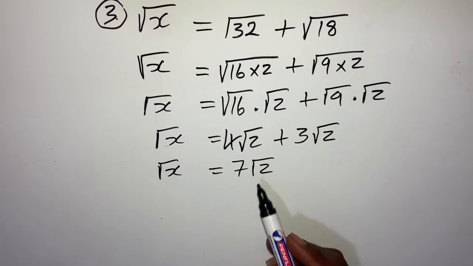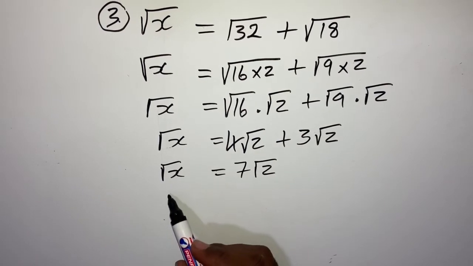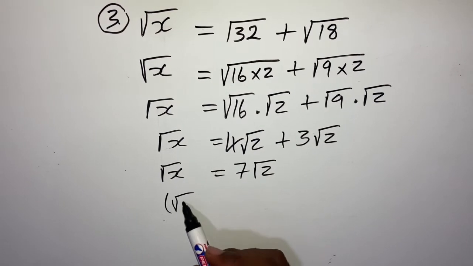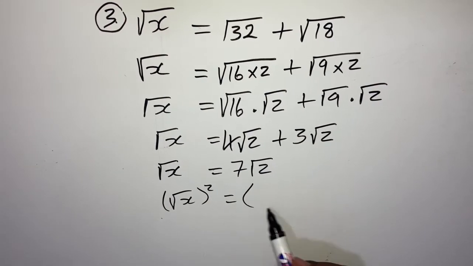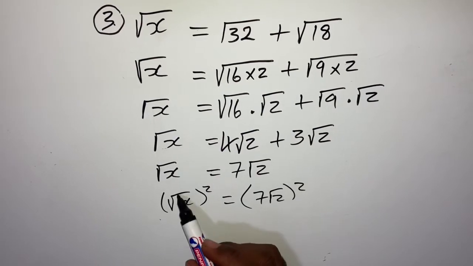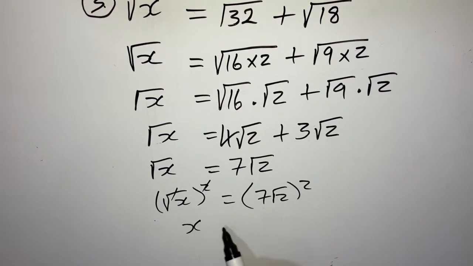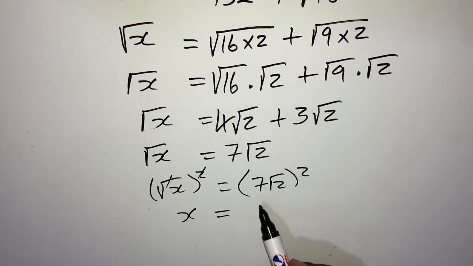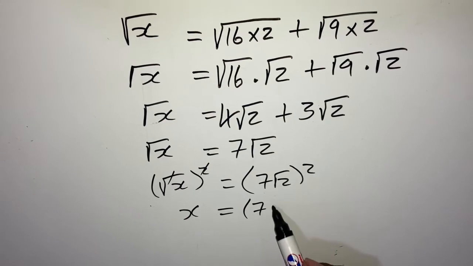Then from here, I'll have to remove the root by squaring. Then what I do on the left, I'll have to do on the right. So they'll cancel out. Then I remain with x. Then here, I'll have the same bracket twice.